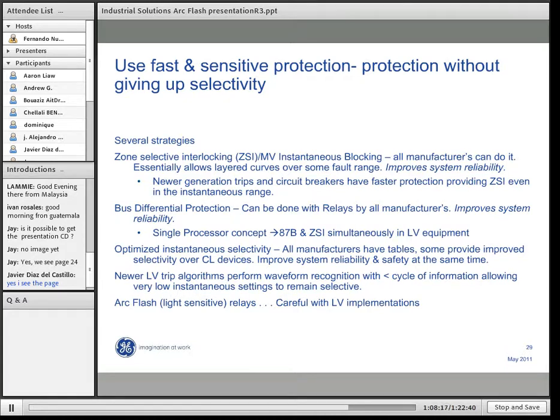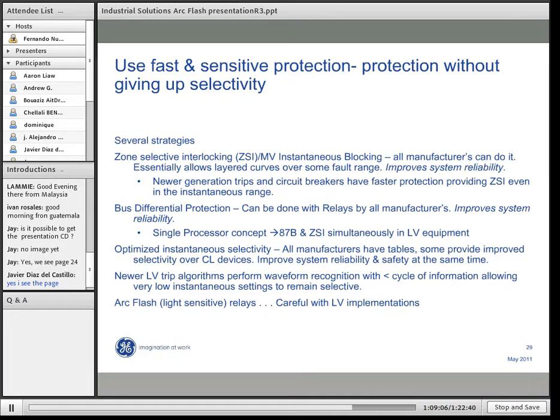And then the other things it talks about, I already mentioned, instantaneous selectivity, and waveform recognition, which allows the breaker to recognize a fault even before the fault current exceeds the pickup of an instantaneous trip, so that it can say, okay, this is going to be an instantaneous trip, so we'll trip right away based on the waveform, rather than waiting for the current to reach so many amperes.